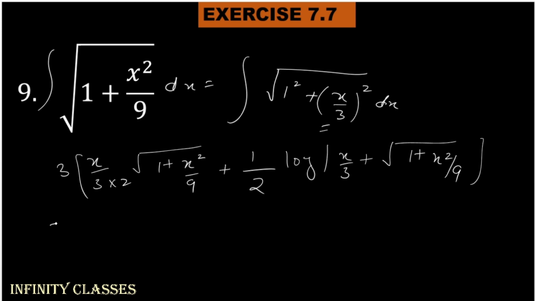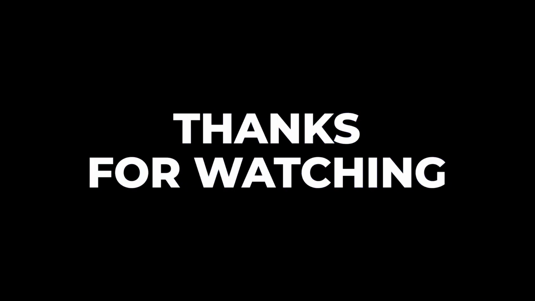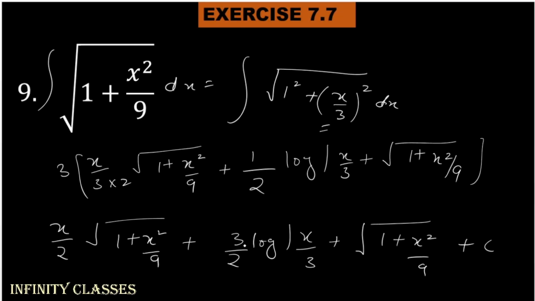Now multiply, it will become x upon 2 root of 1 plus x square upon 9, then 3 upon 2 log mod of x upon 3 plus root of 1 plus x square upon 9, plus c. So this is our answer. I hope this video will help you to understand such type of question. Thanks for watching.